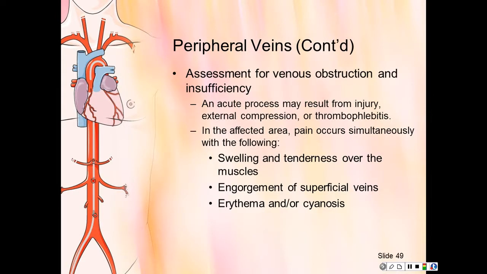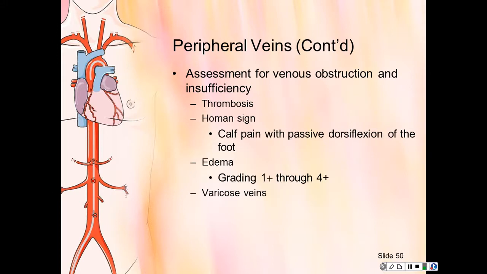You also can assess for venous obstruction, and this is an acute process that results from injury, external compression, or thrombophlebitis. In the affected area, pain occurs simultaneously with swelling, tenderness, engorgement of superficial vessels, and erythema or cyanosis. Peripheral veins are assessed for venous obstruction and insufficiency with thrombus using the Homans sign: calf pain with passive dorsiflexion of the foot.